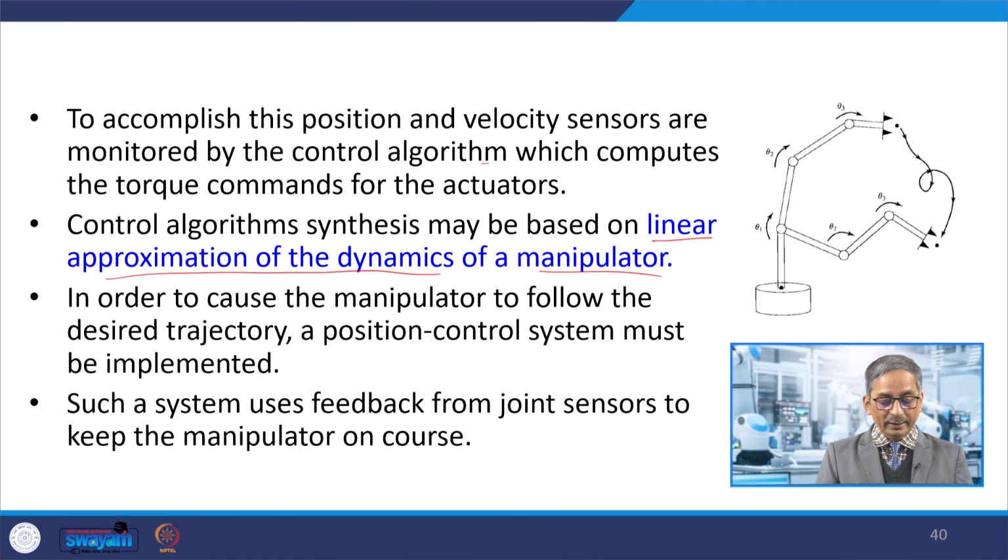Okay. Now, in order to cause the manipulator to follow a desired trajectory, a position control system must be implemented, and such a system uses feedback from the joint sensors to keep the manipulator on course for motion from, say, this point to this point.